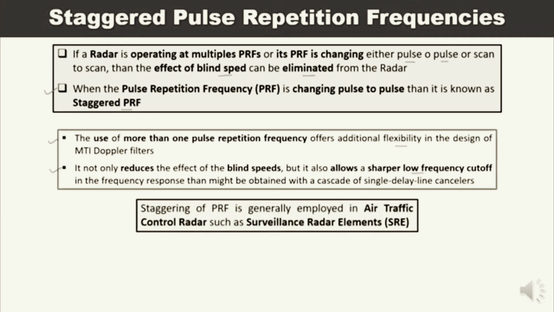Staggering of PRF is generally employed in air traffic control radar like the surveillance radar element, SRE. So you can see how important this staggered PRF is. It is commonly employed in air traffic control.